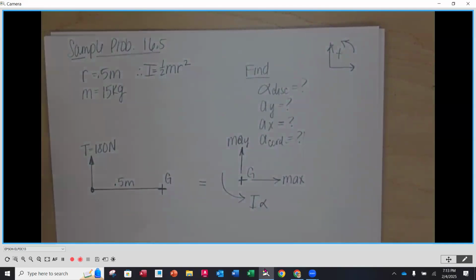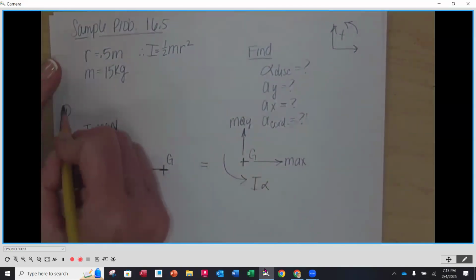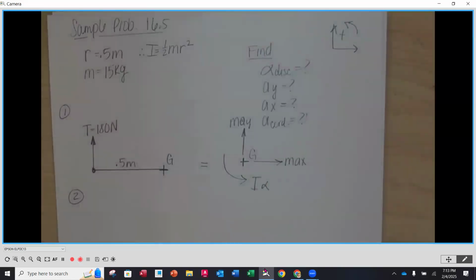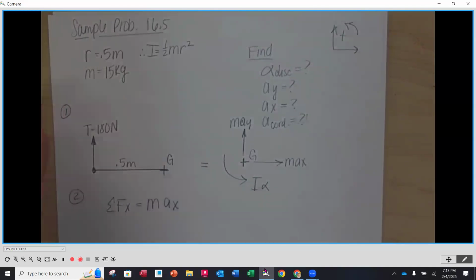Okay, so what we're going to do is look at this and go through our 3 equations. Sum of the forces in the x equals m times ax, sum of the forces in the y equals m times ay, and then our sum of the moments. So we'll start with sum of the forces in the x equals max.